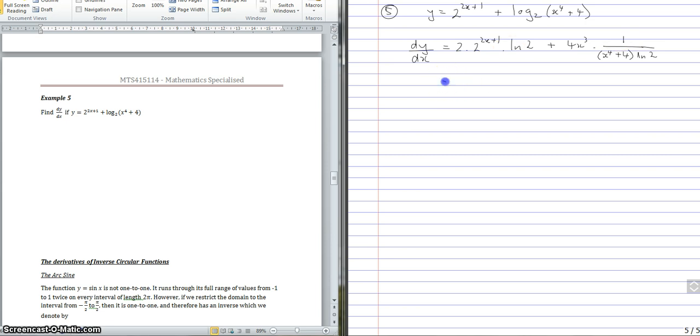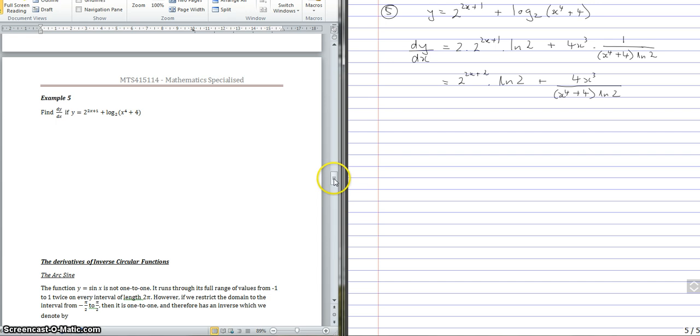And we can simplify. Okay, we've got the same base here, so remember when we multiply, we add the indices. That's 2 to the power of 1 plus 2x plus 1, so that becomes now 2 to the 2x plus 2 times log 2 plus, simplifying this second one, 4x cubed over x to the power of 4 plus 4 times log of 2. And that's our answer. Okay, so that's our work on those.